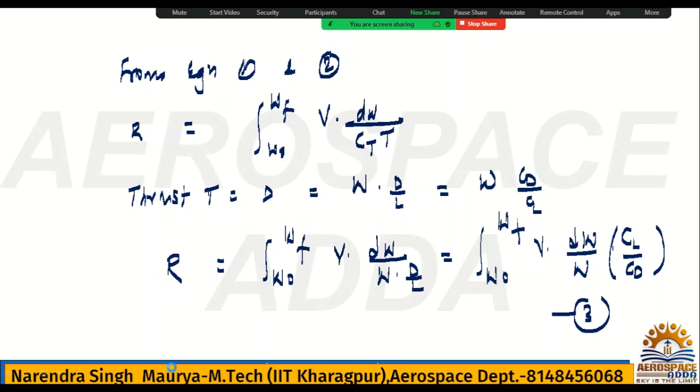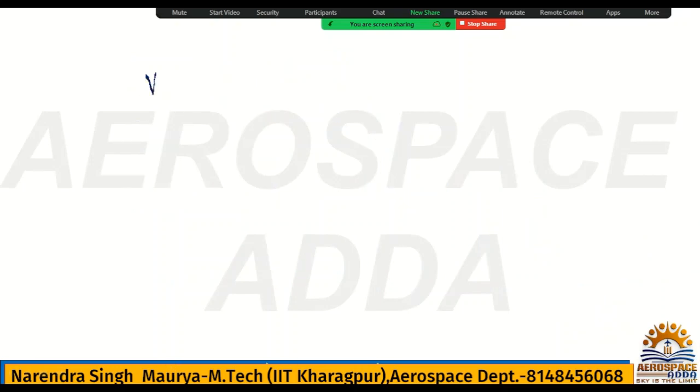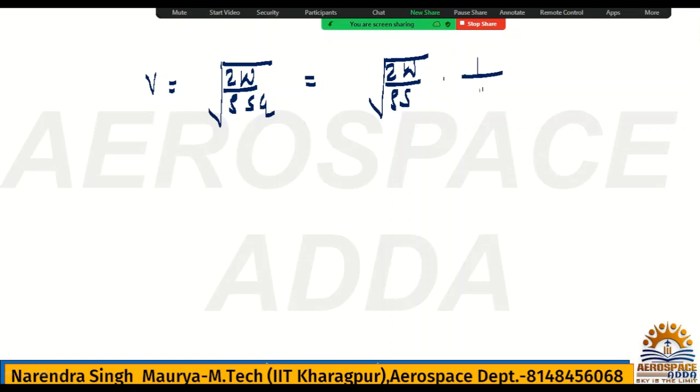Okay, so now we know what the velocity is. What is the velocity? Root of 2W by rho S CL. In rho, you can take the constant outside. What can you write here? 1 upon root CL. All right, this is the value of V.